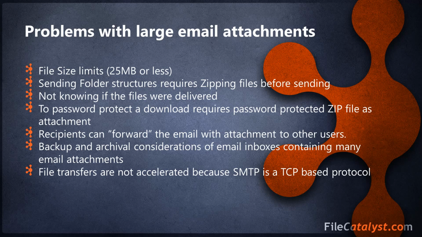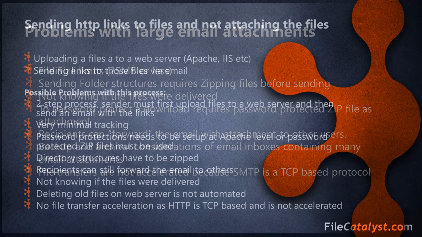And then also for larger companies, those that deal with very many users and have a lot of inboxes to back up and archive, these attachments balloon your archive size, and then it takes you forever to do backups of your email inboxes. So the bigger the file size limit you allow, the bigger your inbox, and that creates another headache on the IT infrastructure to save it. And as I mentioned before, SMTP wasn't really designed for file transfer. It is a TCP-based protocol, so you're not getting any acceleration there as you transfer files.